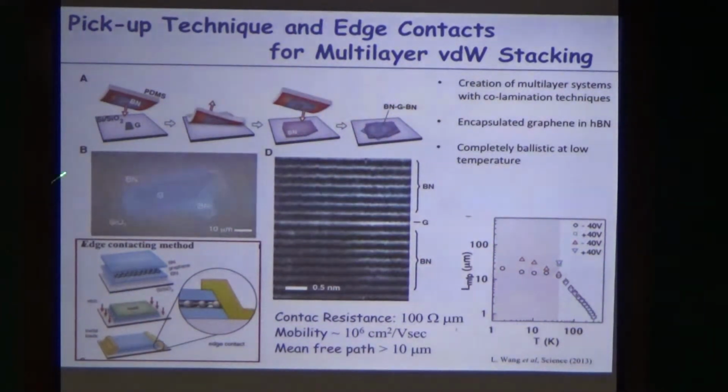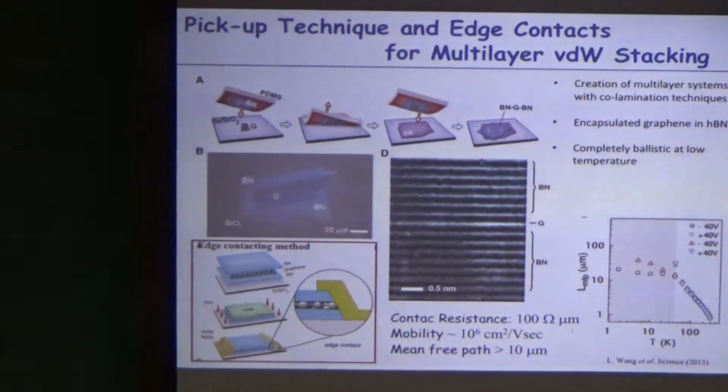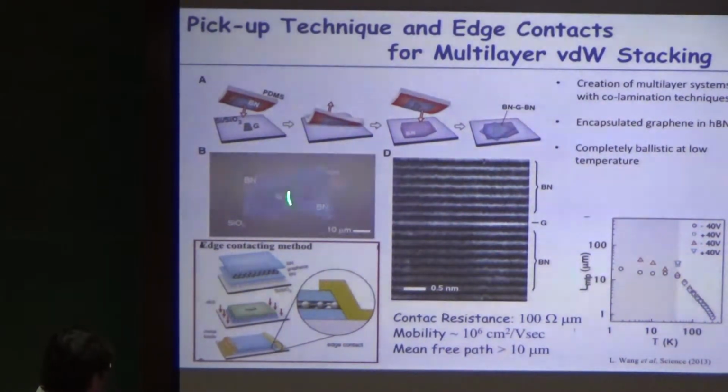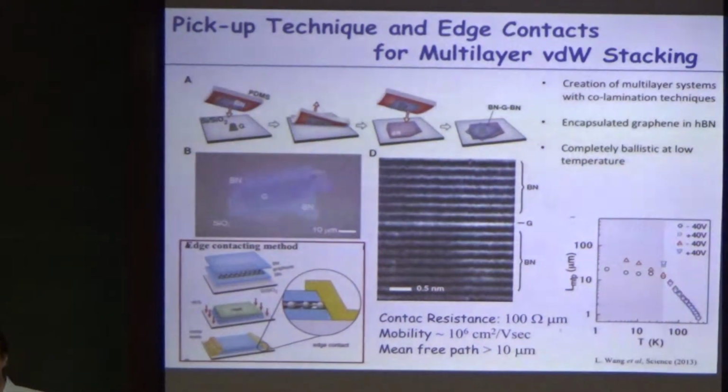And all these things in combination, with good boron nitride encapsulation and high quality contacts, you can make devices out of graphene encapsulated in boron nitride of extremely high quality, such that if you measure the mean free path on those kinds of samples, the mean free path is only limited by the size of the graphene sample, right?